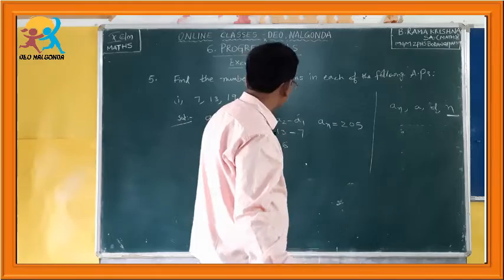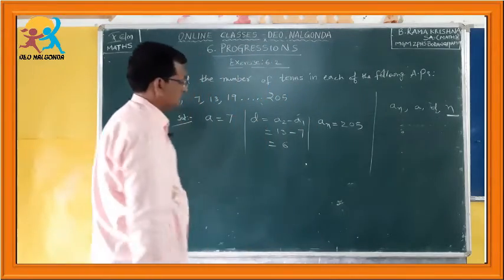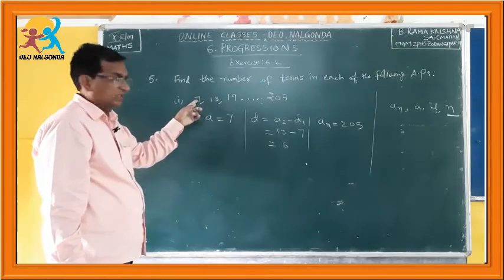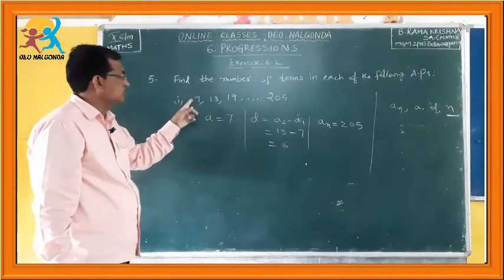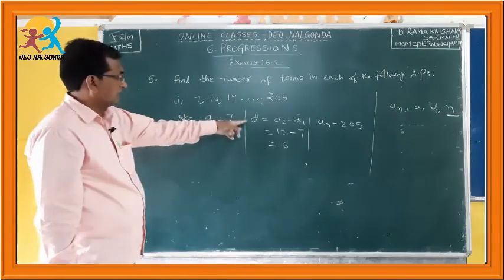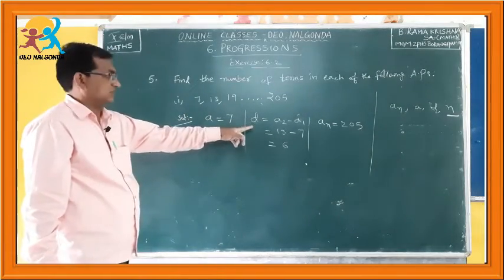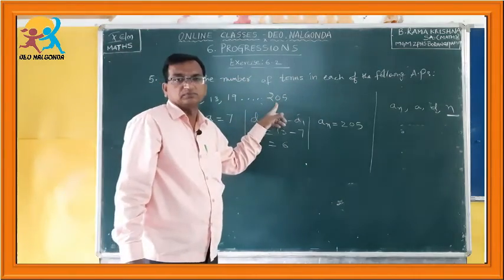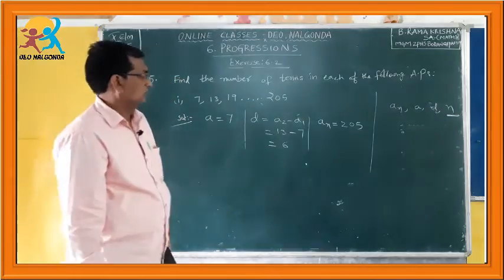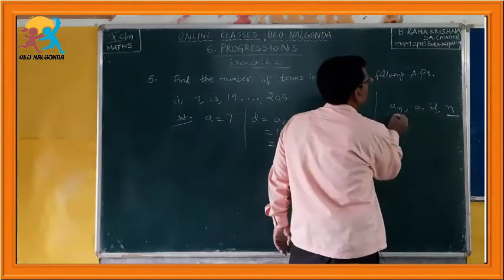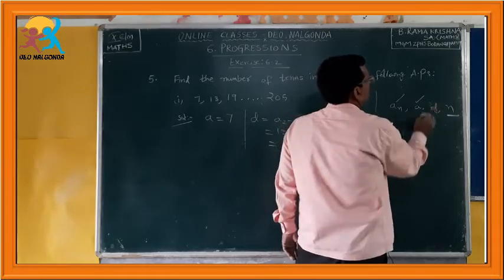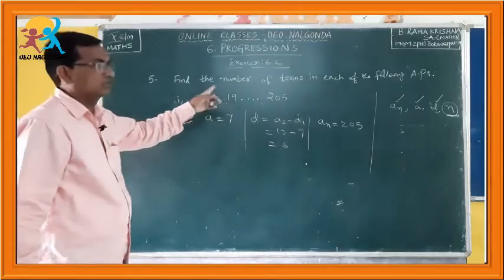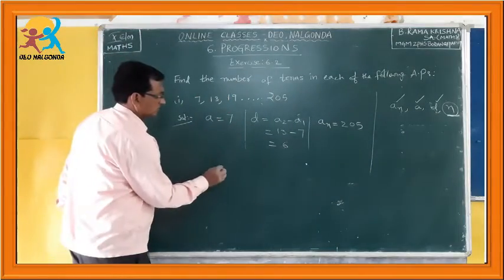Okay, what are the things given here? Try to understand. First one is the first term; by looking at the series, you can easily tell the first term. And d is the common difference, which you can find. Assume 205 as the nth term. Now, what are the things we know? We know an, we know a, we know d, and we don't know n, and he is asking us to find that n. So, write down the formula.